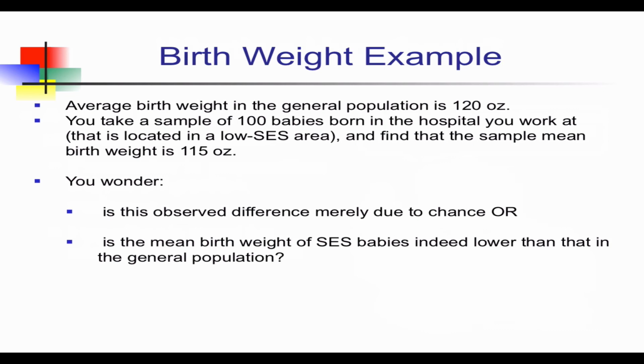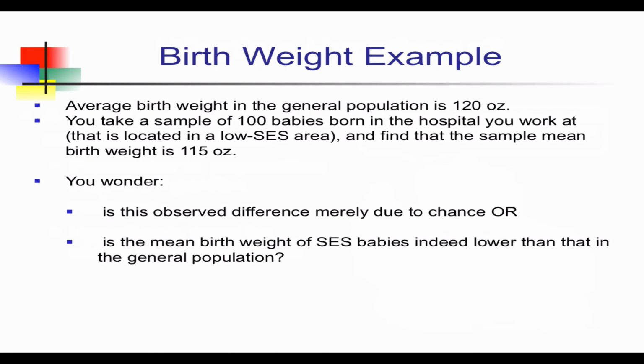And then the next step is you take a sample of 100 babies in the hospital where you work, and you measure their birth weight. And you find that the sample mean birth weight from these 100 babies is 115. And by the way, this hospital is in a low social income area. So your task is to see whether this hospital has a mean birth weight that is lower than 120, or this difference is merely happening by chance.